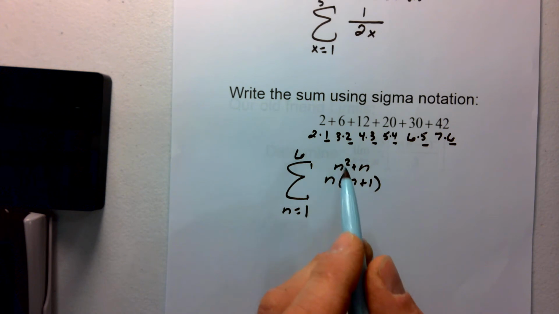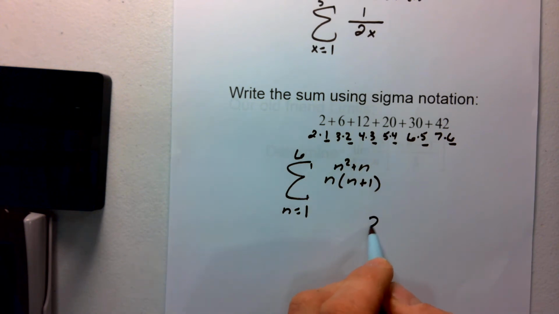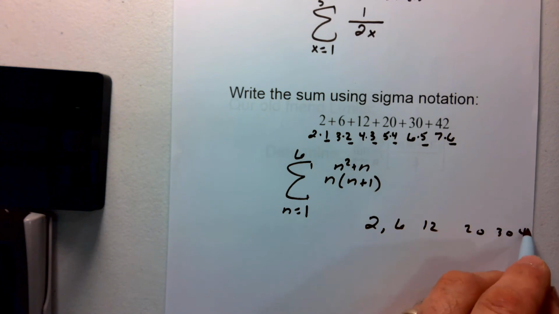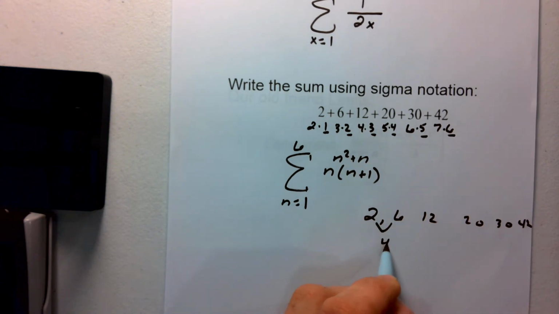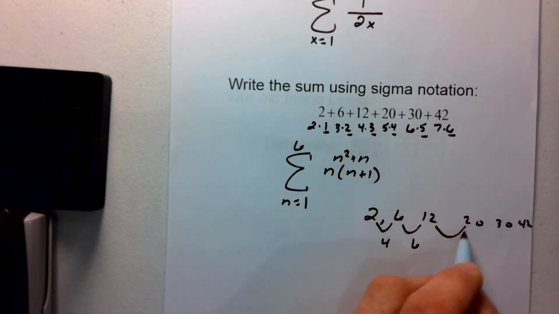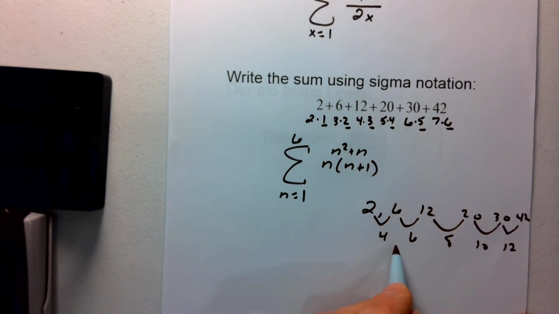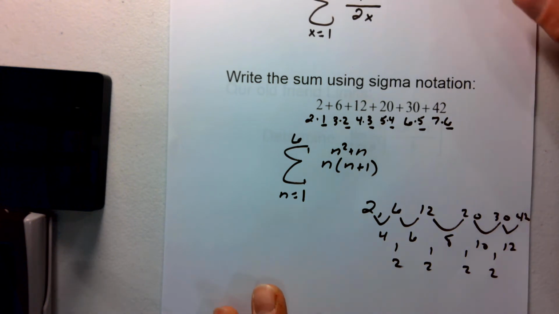The reason that we know it's a quadratic: if we go 2 to 6 to 12 to 20 to 30 to 42, and I look at the differences, I have 4, 6, 8, 10, 12. And if I look at the differences of the differences, so 2, 2, 2, 2, that's going to tell us that we have that quadratic equation there.